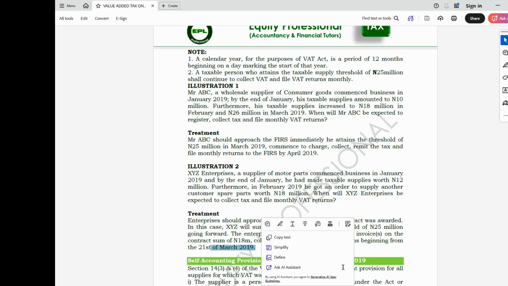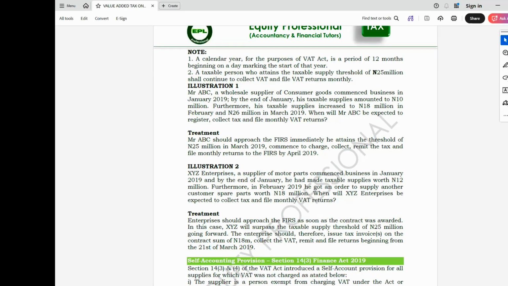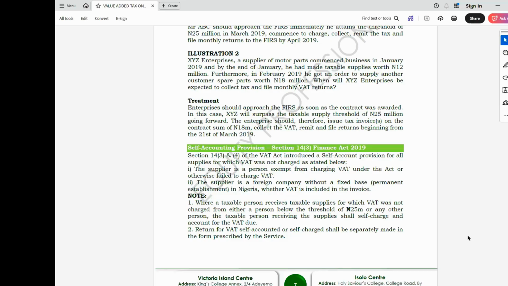This threshold. We also have what is called self-accounting provision. So this self-accounting provision is being introduced in relation to the threshold we explained, and also to cater for certain companies that are non-resident. Self-accounting, as the name implies, you are going to account for the VAT yourself. You'll be the one to account for the VAT yourself.